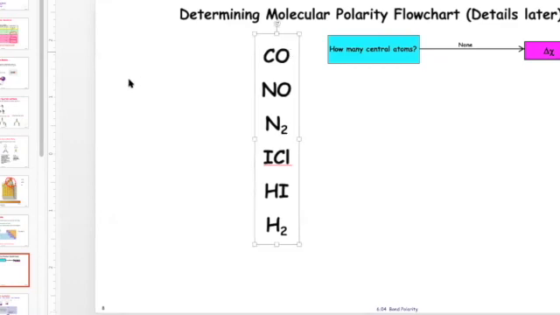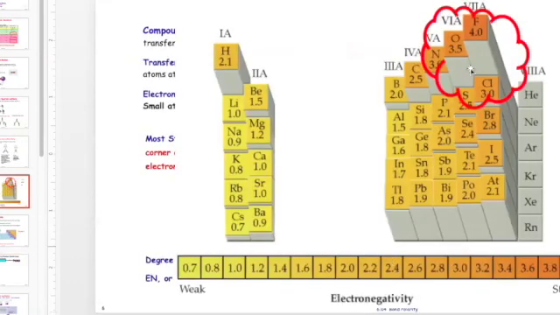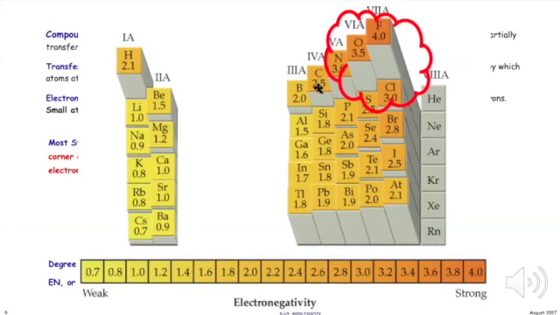Let me show you that over here. If I have carbon and oxygen, oxygen's 3.5, carbon is 2.5. So the difference is 1. 3.5 minus 2.5 is 1. That tells you the measure of how the electron cloud is distorted. If you have oxygen and nitrogen, oxygen's 3.5, nitrogen's 3.0. The difference is 0.5. It's still polar, but not as much as CO.